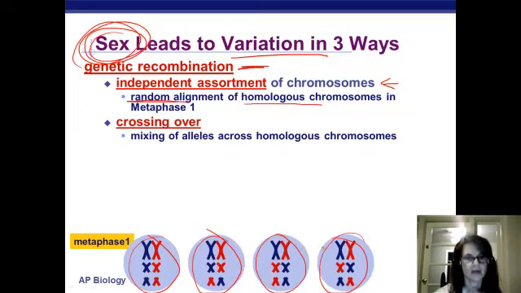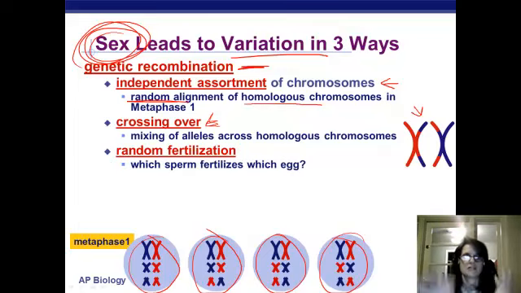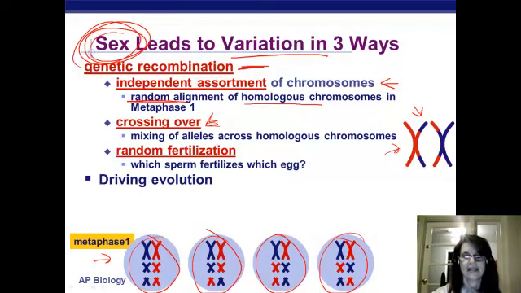Crossing over is another way we can recombine traits by swapping out some genetic material, mixing alleles, like we see over here. And finally, random fertilization. We have no control over which sperm fertilizes which egg. The sperms are all different from each other. The eggs are all different from each other because of all this independent assortment and all this crossing over, and we have no control over which is going to fertilize which.